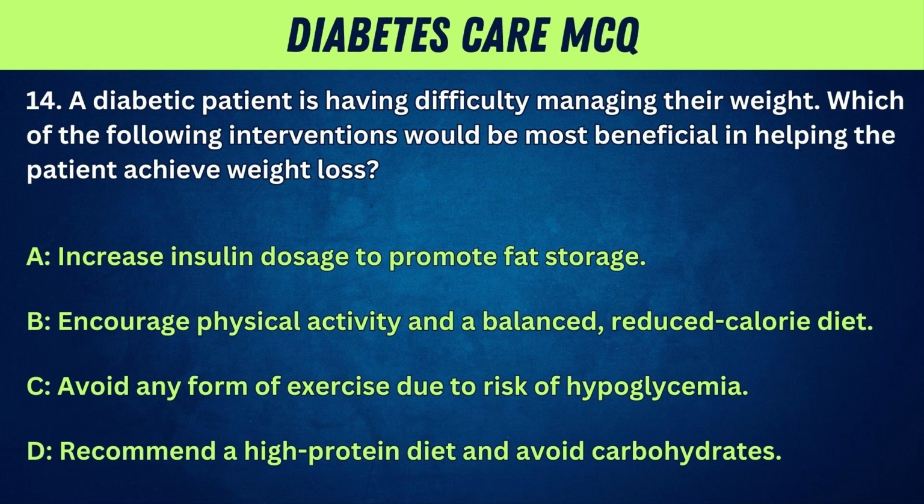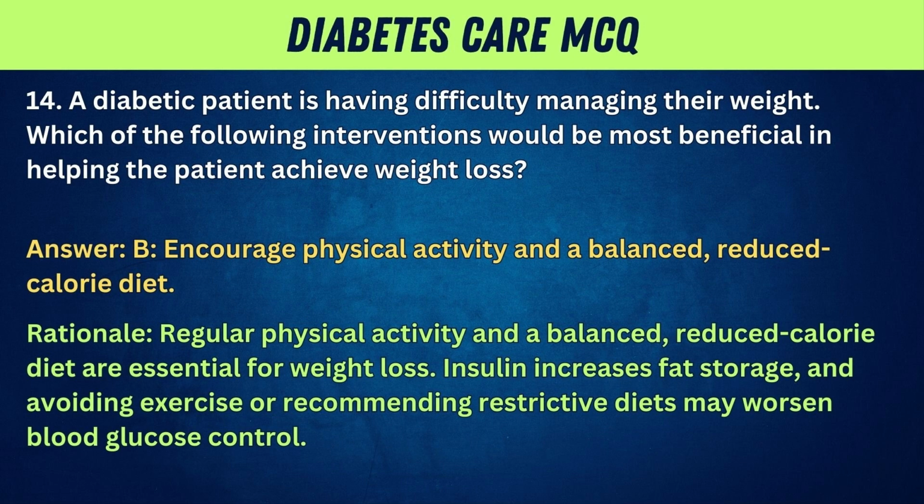14. A diabetic patient is having difficulty managing their weight. Which of the following interventions would be most beneficial in helping the patient achieve weight loss? A. Increase insulin dosage to promote fat storage. B. Encourage physical activity and a balanced, reduced-calorie diet. C. Avoid any form of exercise due to risk of hypoglycemia. D. Recommend a high-protein diet and avoid carbohydrates. Answer: B. Encourage physical activity and a balanced, reduced-calorie diet.